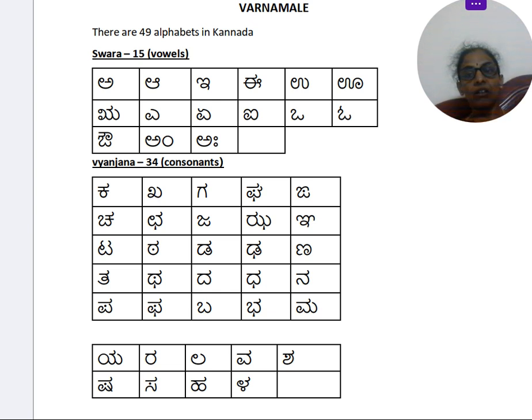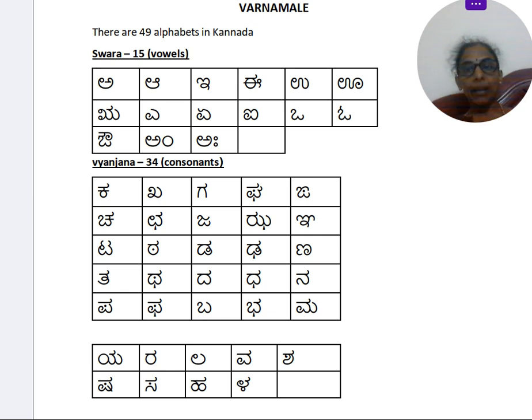Then I will also write the alphabets in Hindi. Below the Kannada alphabet, I will write the alphabet in Hindi, so that for students who have already learned Hindi and are trying to learn Kannada, it will be very easy, because the pronunciation and the alphabets are very similar in both languages. Except for 1 or 2 alphabets, the rest of the alphabets are the same in Hindi and in Kannada.